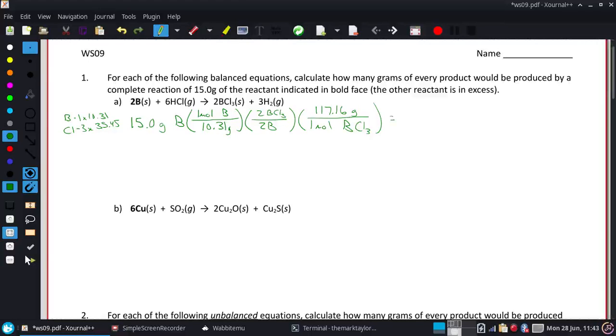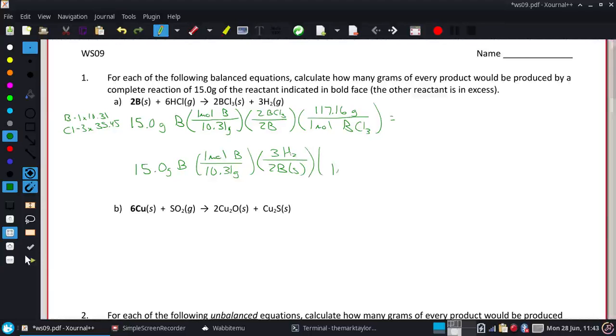Now, before I do the calculation, I'm going to go ahead and write down the second calculation. So we're going to take also that same 15 grams of boron and convert it into moles the exact same way. But now I'm going to compare it to make the other product. So 2 borons for every 3 hydrogens. And then 1 mole of H2 is 2.016 grams.